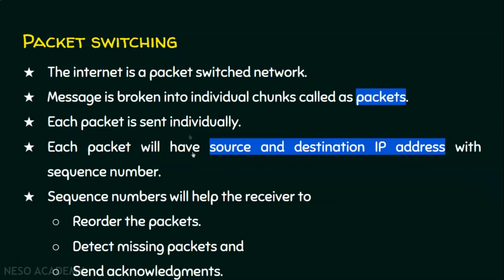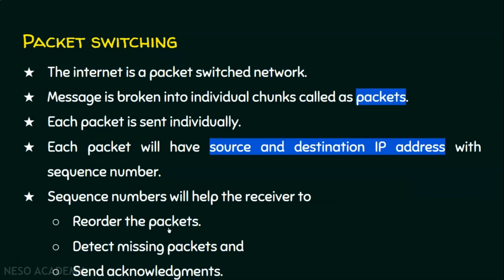Each packet will have source and destination IP address. In addition to source and destination IP address, we will also have a sequence number, because we know very well that each packet is sent individually. So any packet may be received at the destination in any order. So we need to reorder the packets, and the sequence number will help the receiver to reorder the packets.